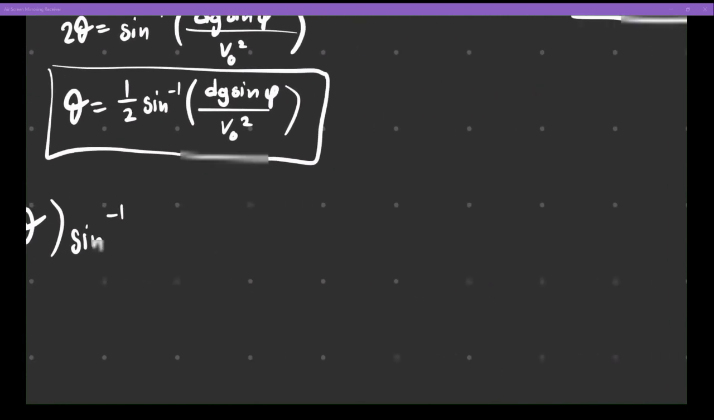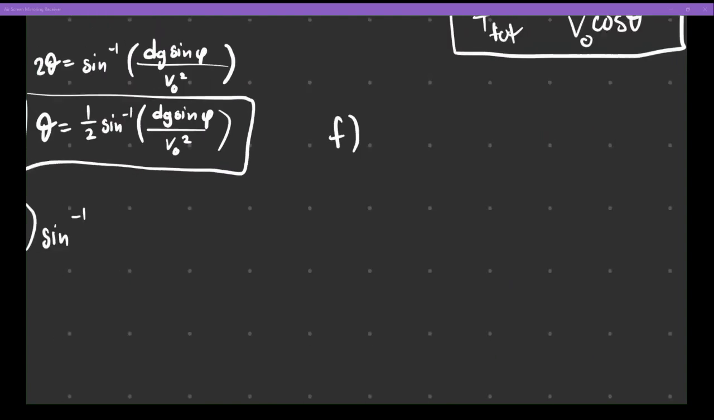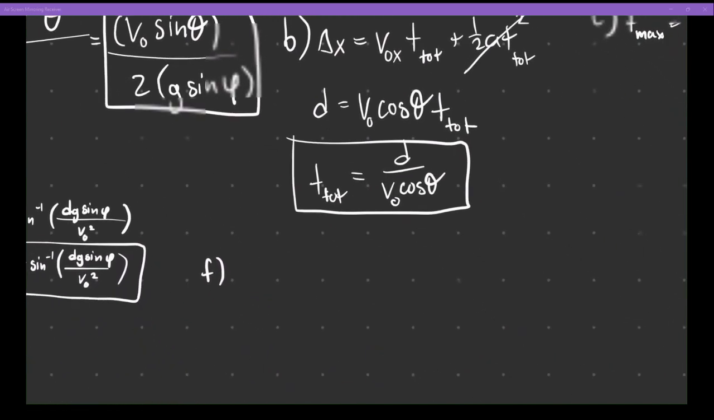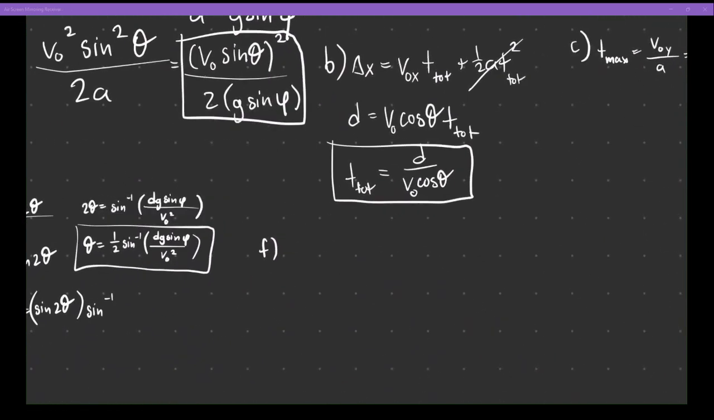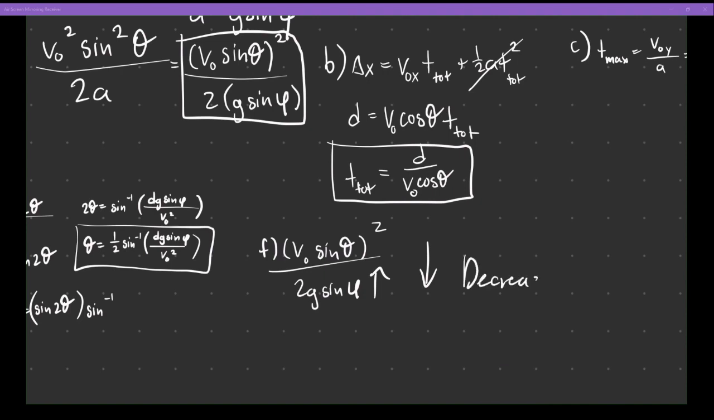All right, the last part F says that if omega, or the angle of the incline, increases, what happens to the answer in part A? So part A's answer basically says, copy it down again, it's just v0 squared sine squared theta over 2g sine of omega. However, if omega increases, then the sine gets bigger. If sine gets bigger, then you're multiplying the whole denominator by a bigger number. So the whole denominator gets bigger. But then if you divide by a bigger number, that means that overall your answer should decrease. And so that's the answer.